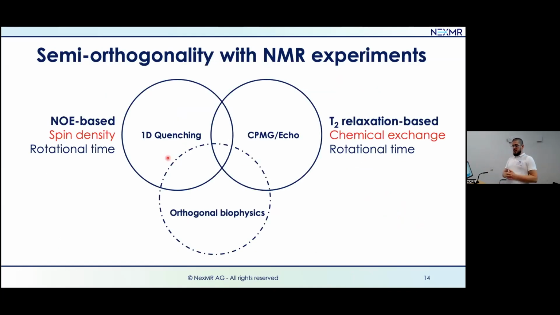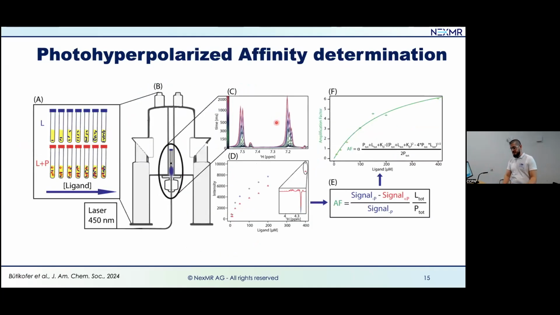We can integrate the 1D quenching and the CPMG or the echo within this. It's quite interesting for us because in drug discovery, we like to de-risk a bit the molecules that we measure. So here we have two different processes. We have spin density, because of the NOE effect. And in the CPMG, we measure with the low frequency, so we also have the chemical exchange. So we can validate the molecules a bit already before going to orthogonal biophysics like SPR or MST.